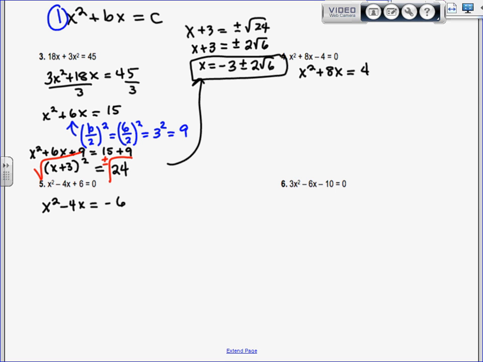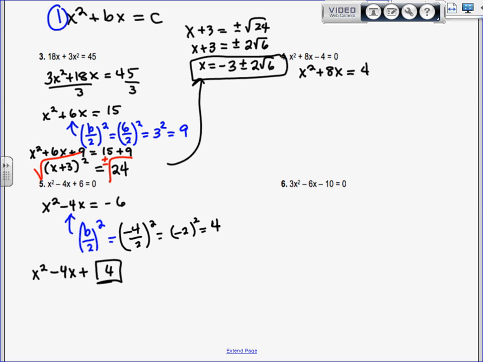So I'm going to do my b over 2 squared. So I get negative 4 over 2 squared is negative 2 squared, so I get 4. Okay, once you do that, that's the number that you add to both sides of your equation. So I'm going to get x squared minus 4x plus 4 equals negative 6 plus 4. So I added it to both sides. You don't need to put it in the box. I just did it so you guys can see it.